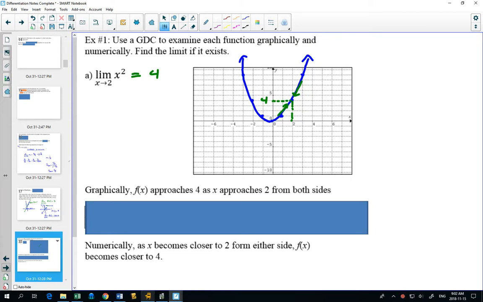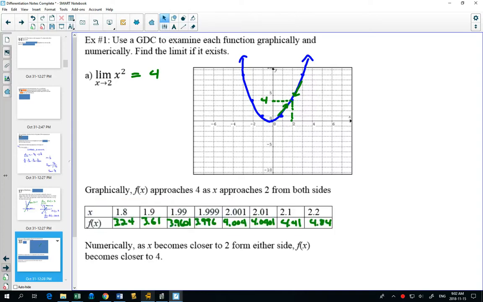We're going to find out that if your original function is continuous, meaning that we can draw it without having to lift our pencil, then you can just plug the value in to find the limit. And it's that straightforward.